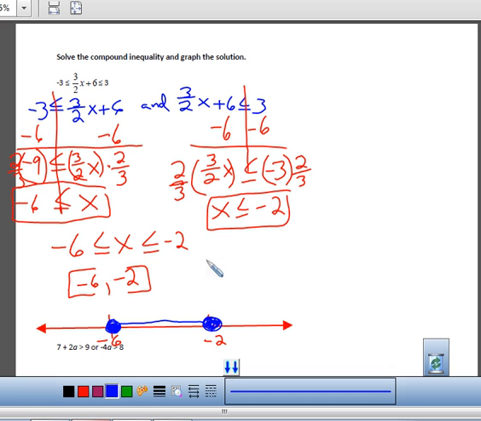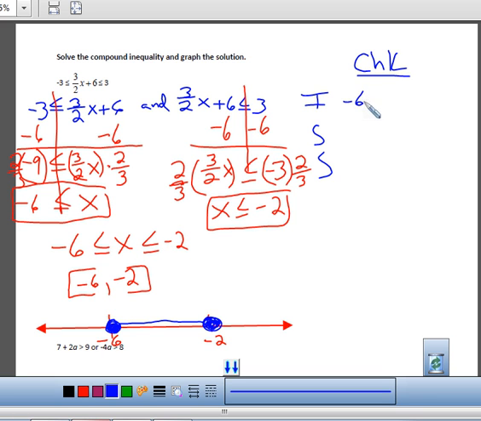Now, we are not done. We are also going to do a check. Now watch this. Very important. Check. It's an ISS check only, and we are going to be checking this compound inequality.